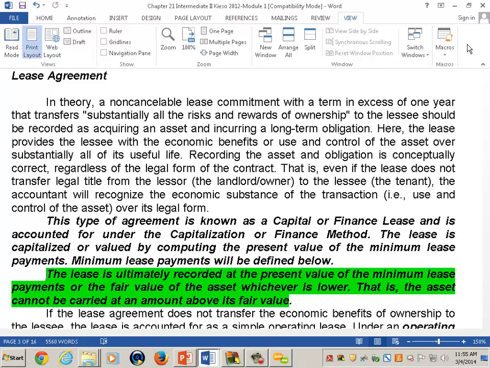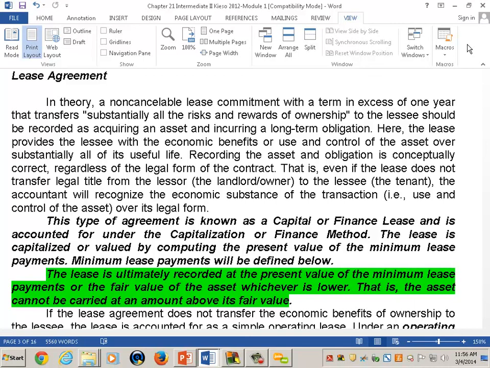If the lease agreement does not transfer the risks and rewards of ownership and economic substance does not exist, the legal form of the contract would be superior in this case and would result in an operating lease. And it keeps the asset and the liability off balance sheet. Keeps it off balance sheet.